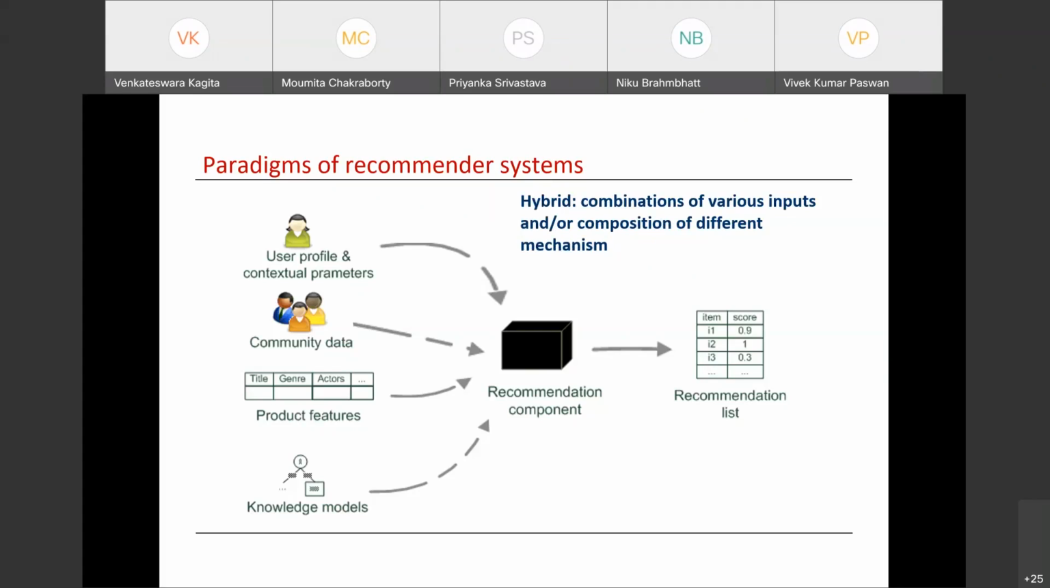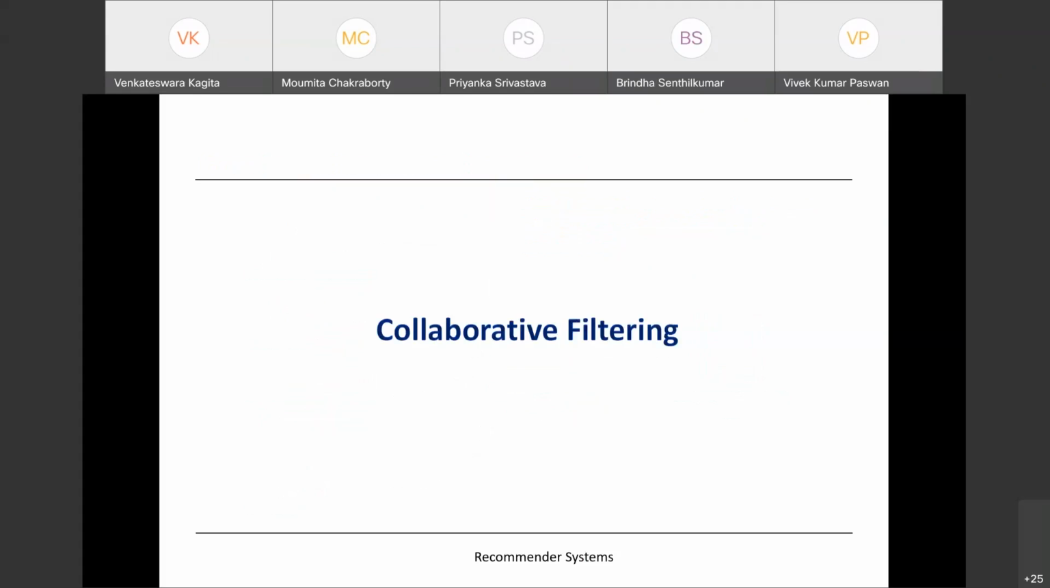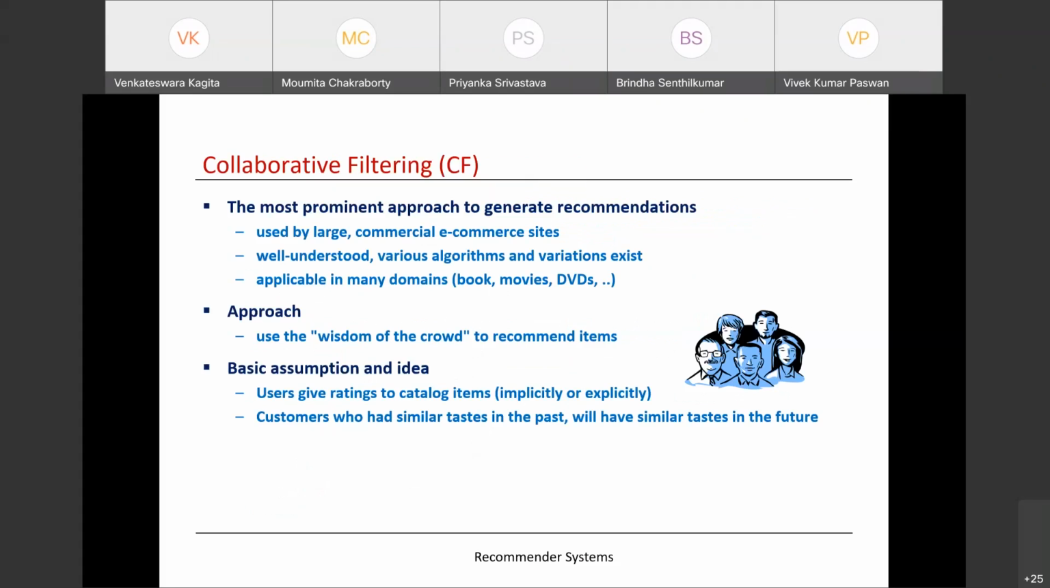Yeah, thank you. Yeah, these are the different paradigms. Let us try to discuss each one of them one by one. Let us discuss the collaborative filtering technique. So this collaborative filtering technique is the most prominent approach to generate the recommender system. Most of the existing current e-commerce sites use collaborative filtering, right? And it is well understood, and there are lots of algorithms in this. Hundreds and thousands of algorithms exist in collaborative filtering, and this is applicable for many domains such as books, movies, DVDs, etc.